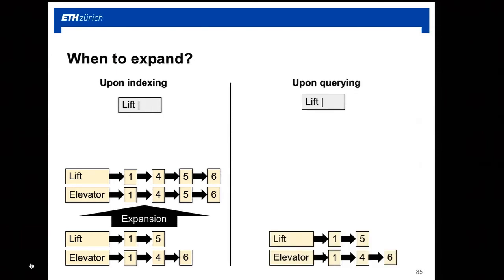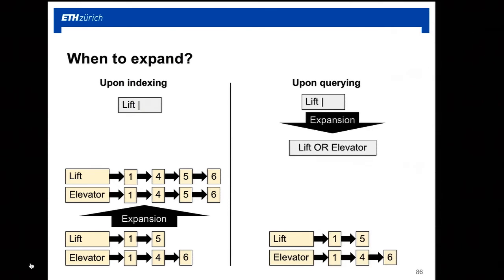Okay? The other way of doing that is just the opposite way. Instead of expanding the index, you expand the query. Meaning that if you query for lift, then automatically you rewrite the query internally as lift or elevator, and then you take these two lists and compute there.